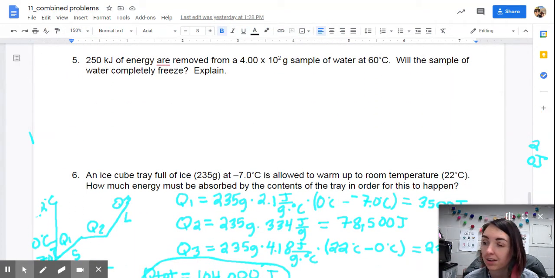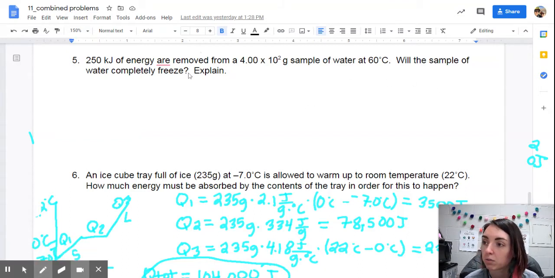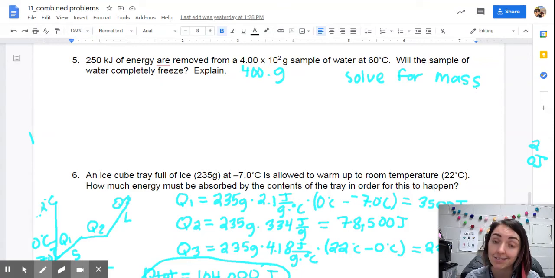Okay, now question 5 doesn't look like you're solving for mass, but it's saying, will the sample of water completely freeze? By the way, you can rewrite this as 400 decimal point grams. Saying you have 400 grams of water, will it completely freeze? You're solving for mass. So if your mass ends up being less than 400 grams, then no, it won't freeze. And if it ends up being more than 400 grams, then yes, it will freeze. So I'd like you to give that problem a shot. Solve for mass. Come back when you've got it.